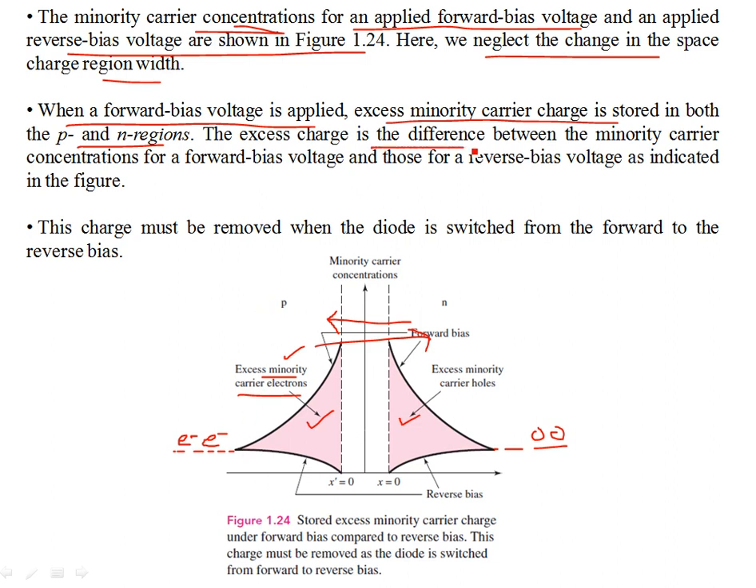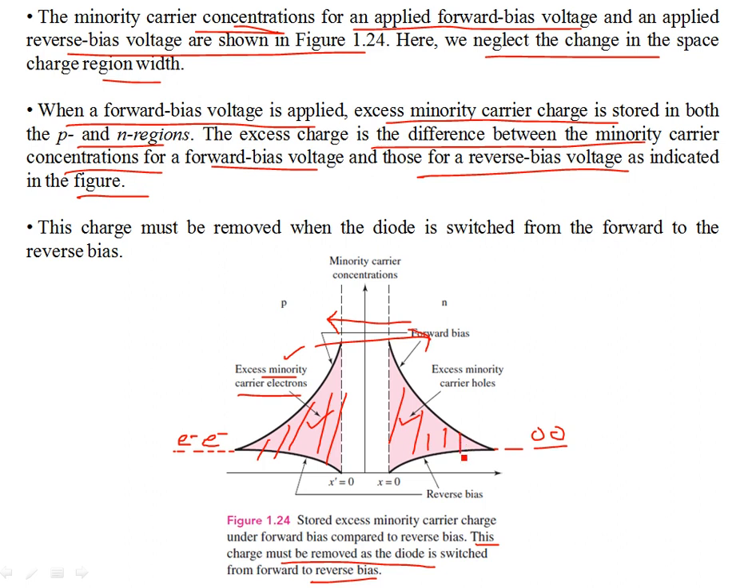So the excess charge is the difference between the minority carrier concentration for the forward bias voltage and those for the reverse bias voltage, as indicated in the figure. So this charge must be removed as the diode is switched from forward to reverse bias, and this requires some time for these charges to get settled. Once these charges get settled, after that the diode is open circuited or a small reverse saturation current flows, and you can see the diode is now not conducting, right? So it takes time. It's not going to happen instantaneously because it takes some time for these excess minority carriers on either side to get settled.